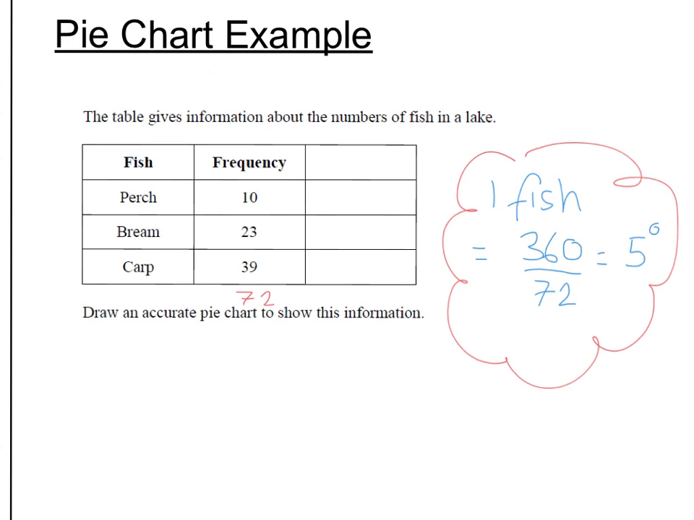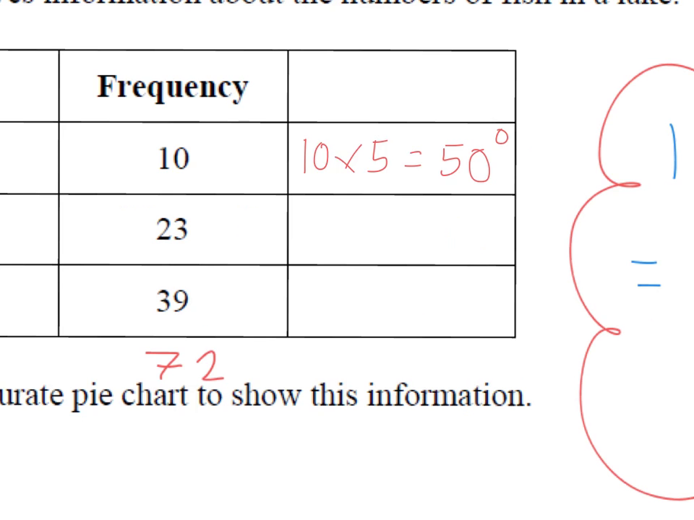So if one fish is 5 degrees, we can work out what size, in terms of degrees, the sector is for perch, for bream, and for carp. We do that by multiplying the frequency by the 5 degrees. So if one fish is 5 degrees, 10 fish would be 10 times 5, which is 50 degrees.